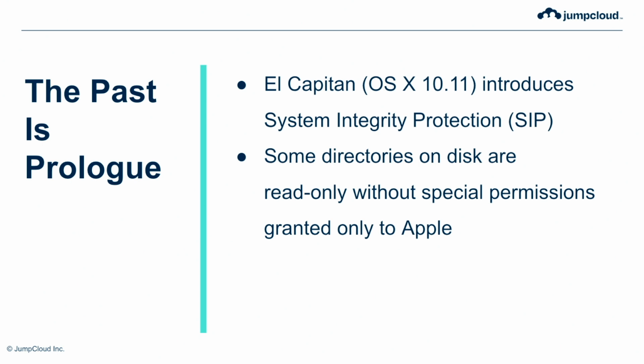And so OS X 10.11, El Capitan, introduces System Integrity Protection. Some directories on your disk are read-only without special permissions granted only to Apple. Those are files you may not write as the admin, you may not write as root, you may not write period, full stop, because you, the user or the admin, do not possess the correct signing certificates and authorities to do this. Only Apple, with their signing certificates and their processes, may write those places. This is where software updates started getting very interesting very quickly.